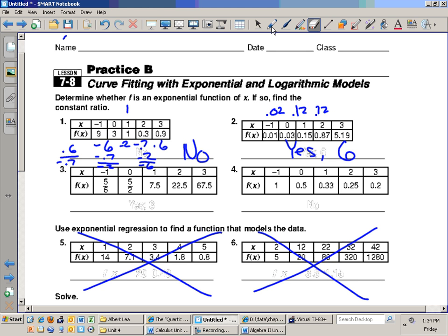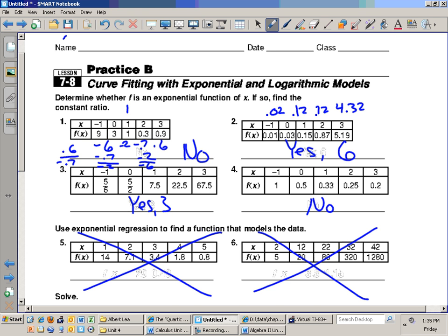What'd you get, Alex? 4 point what? 32. So if you would take these and divide, the next one by the previous one, you do come up with 6. Well, even if you had 13, it should have been pretty close, I'm guessing. Yeah, so we would still say that's exponential. In this case, yes, the ratio is 3. In this case, no, there is not a ratio that really exists.